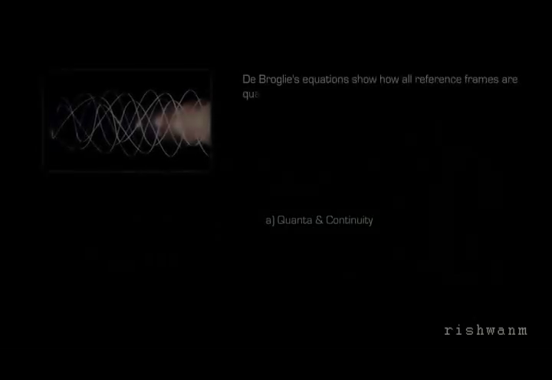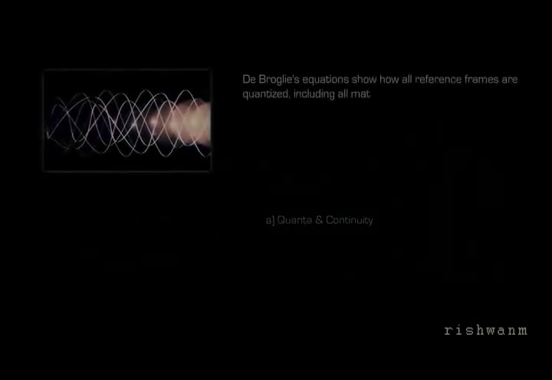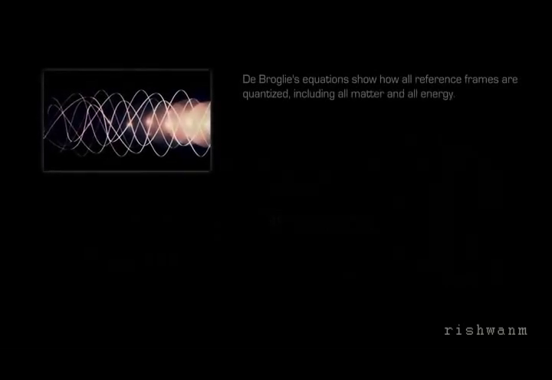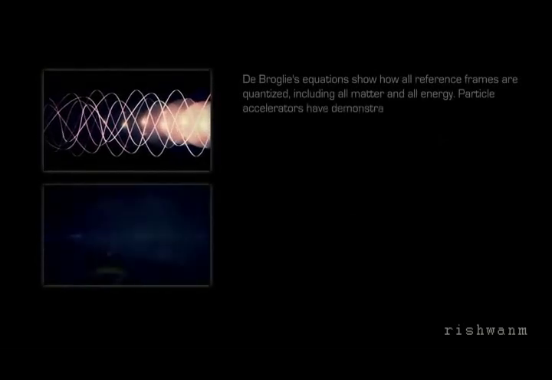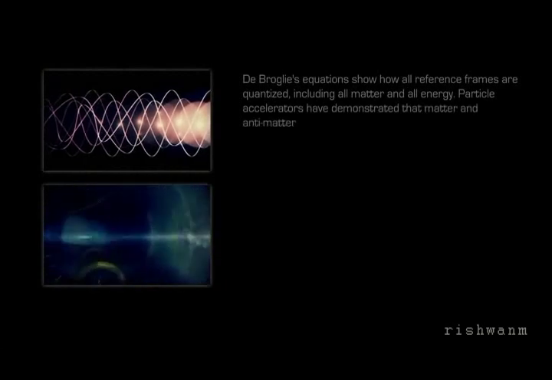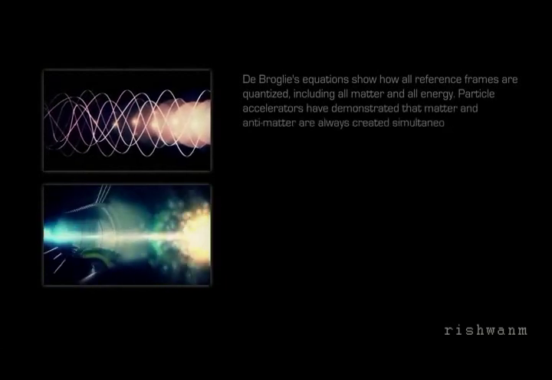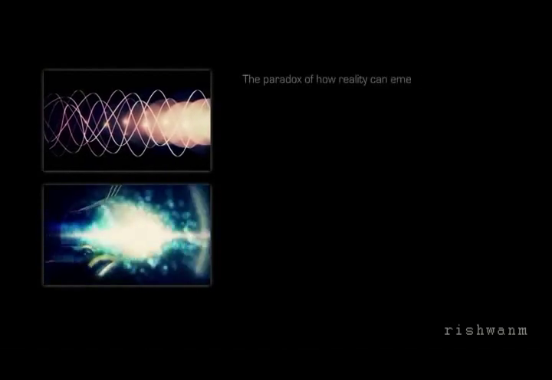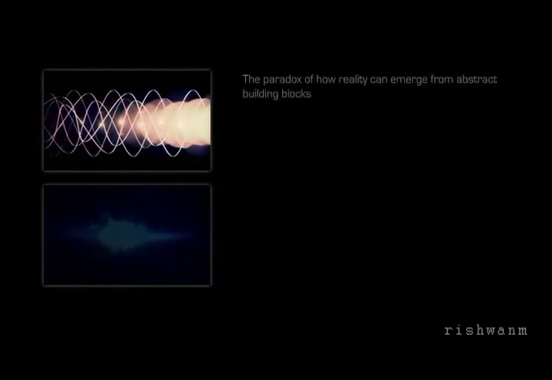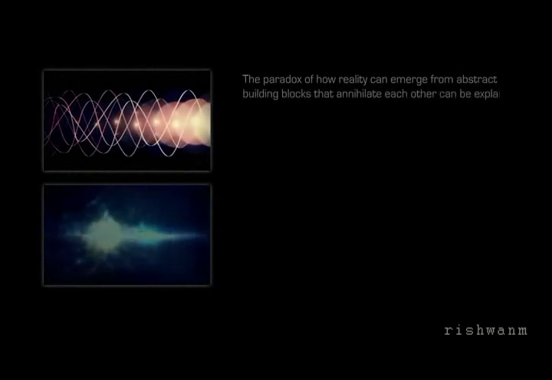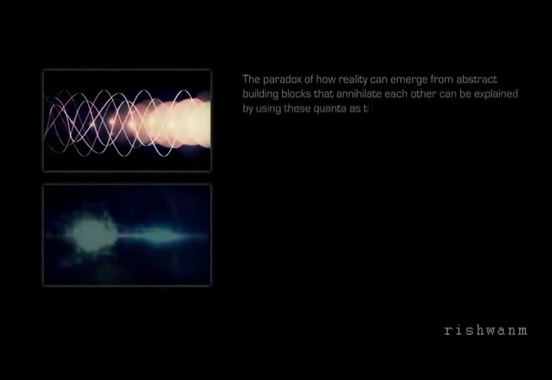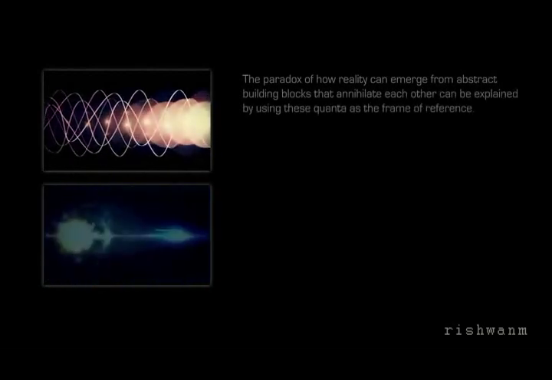De Broglie's equations show how all reference frames are quantized, including all matter and all energy. Particle accelerators have demonstrated that matter and antimatter are always created simultaneously. The paradox of how reality can emerge from abstract building blocks that annihilate each other can be explained by using these quanta as the frame of reference.